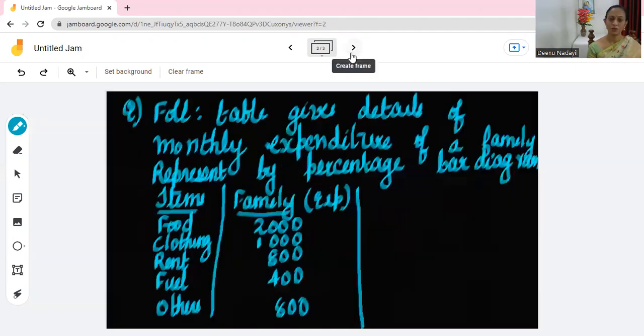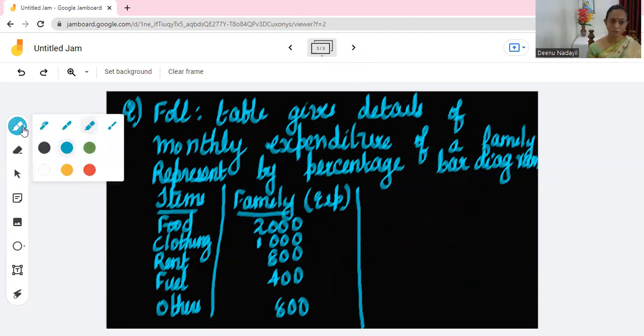Now let us see one example, and then you will better understand. The following table gives the details of the monthly expenditure of a family. Represent it by a percentage bar diagram. Items and the expenditure of the family are given here in the question: 2000 for food, and then clothing, rent, fuel and others.